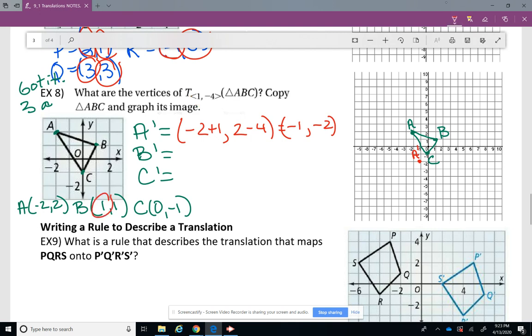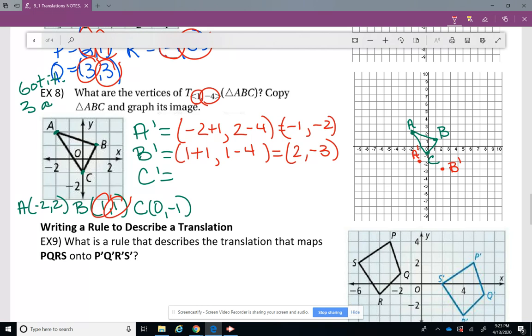We're going to take 1, and we're going to add 1 to it. We could go ahead and put that, couldn't we? 2. We're going to take 1, and we're going to subtract 4 from it. It's negative 3. All right, let's graph that. 2, negative 3, and that's B prime.